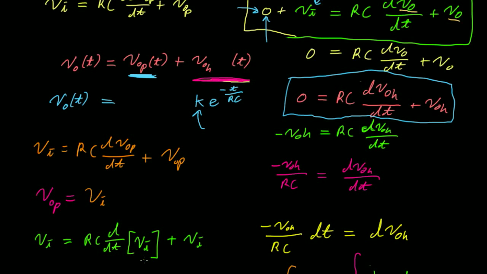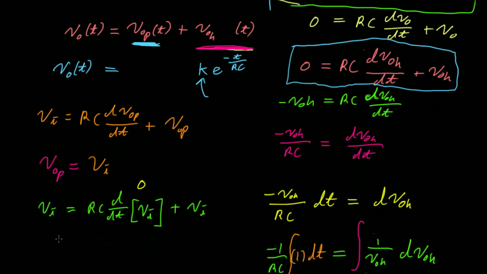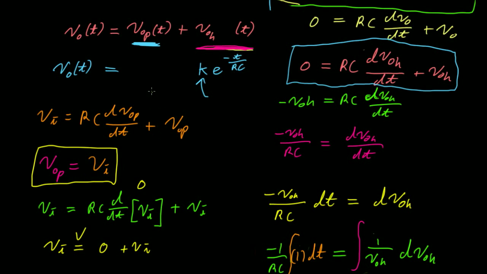That's pretty much what you're going to have for these equations. So what is the derivative with respect to time of a constant? And hopefully you remember that it's just 0. So everything over here is just going to evaluate to 0 plus VI. So we have VI is equal to VI. That means this relationship checks out, and we now know our particular solution. Our V out particular is just going to be equal to VI, just the constant VI.